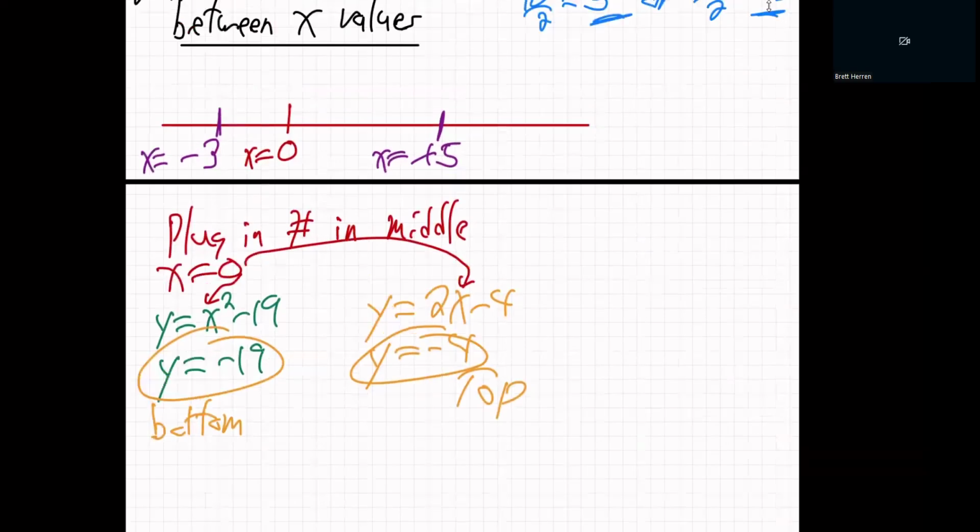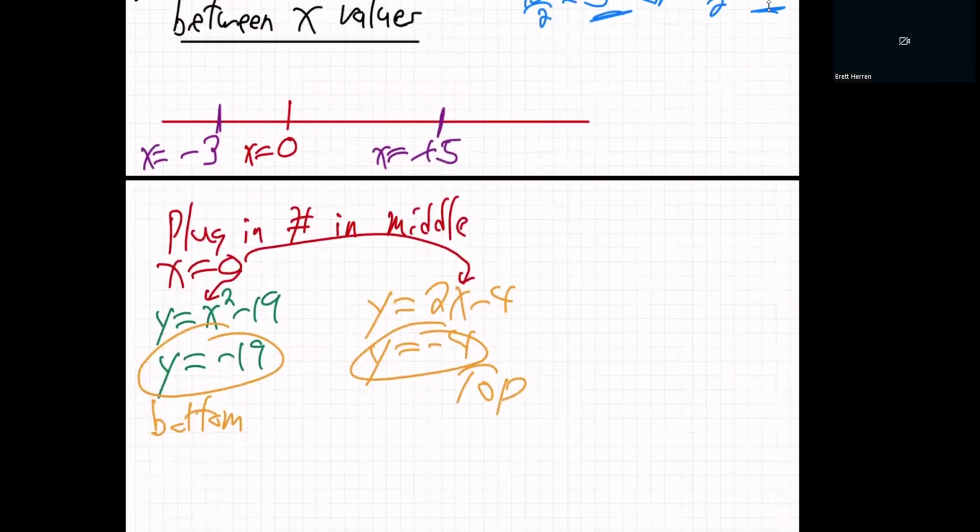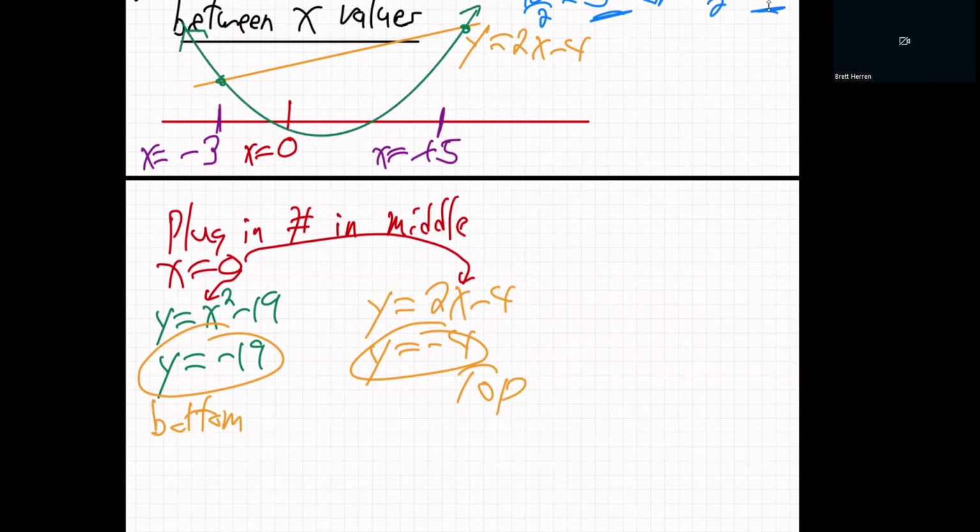So that means we have the 2x minus 4, the line. I don't know where it is exactly, but I'm just going to say that means the line y equals 2x minus 4 is on the top, and the curve, the parabola, well, that wasn't very good. So I've got to go through this point and this point to the best I can. All right, not bad. It's got to be on the bottom, right? That's the y equals x squared minus 19.